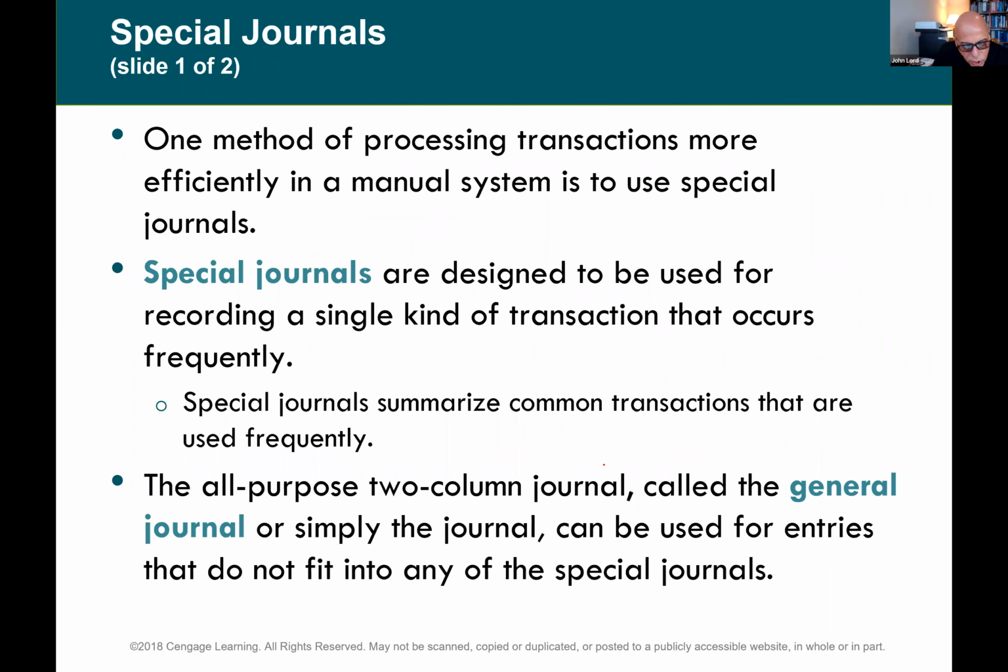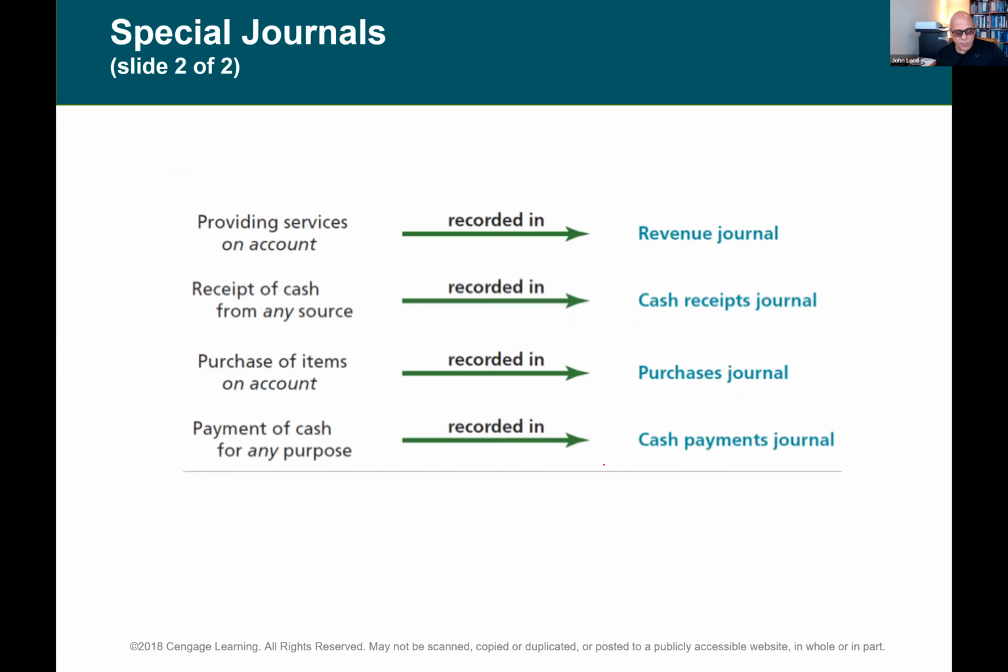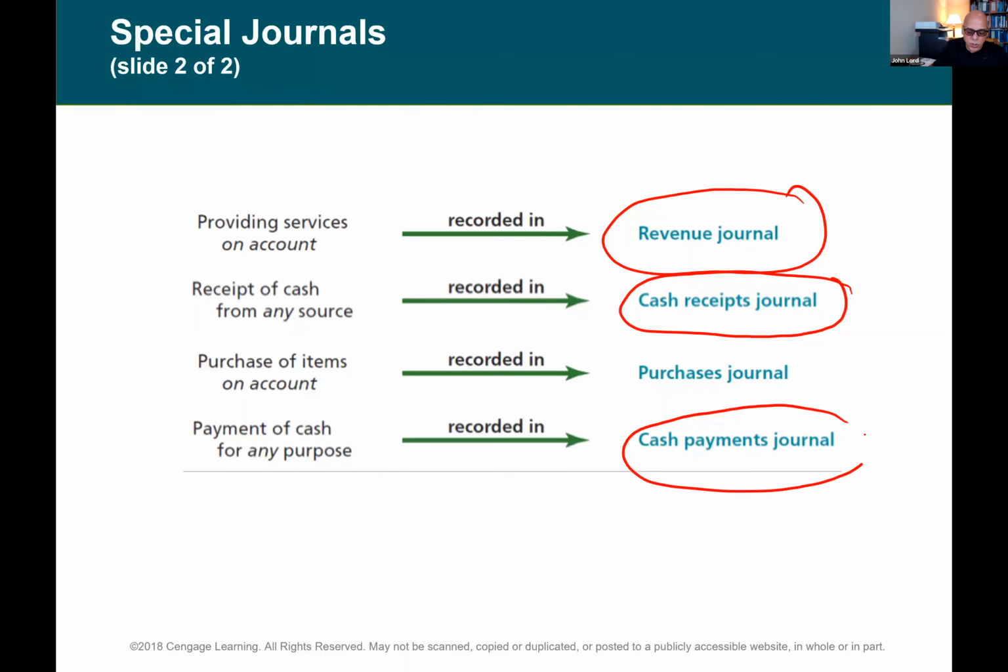Okay, specialized journals. Typically, the specialized journals are for frequent, recurring transactions, accounts that are affected by frequent transactions. Hopefully we have a lot of revenue that we're recording on a day-to-day basis. So we would have a revenues journal, cash receipts journal, cash disbursements journal. If we are purchasing inventory, we will have a purchases journal. These are specialized journals that capture transactions that happen on a frequent basis.